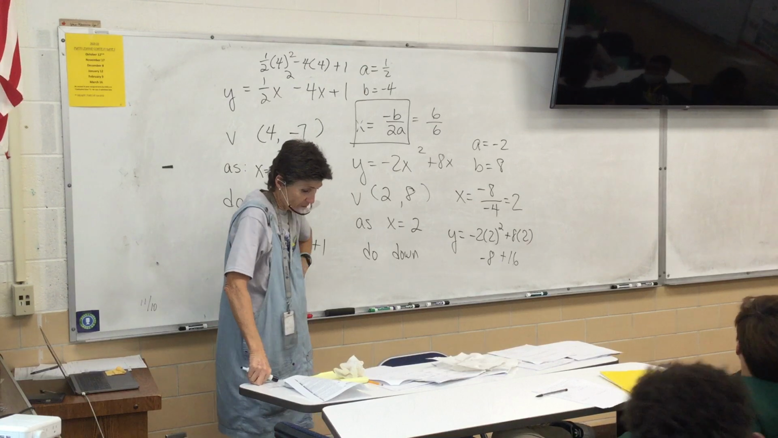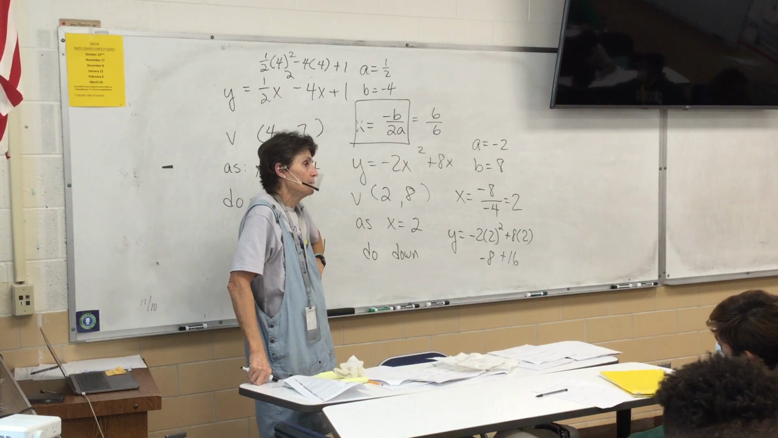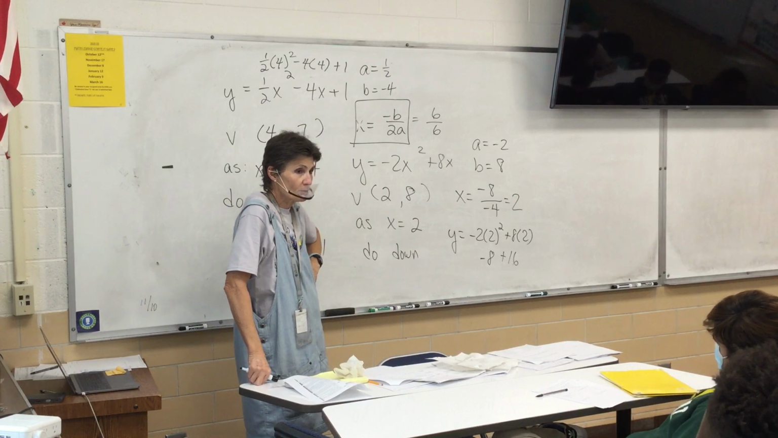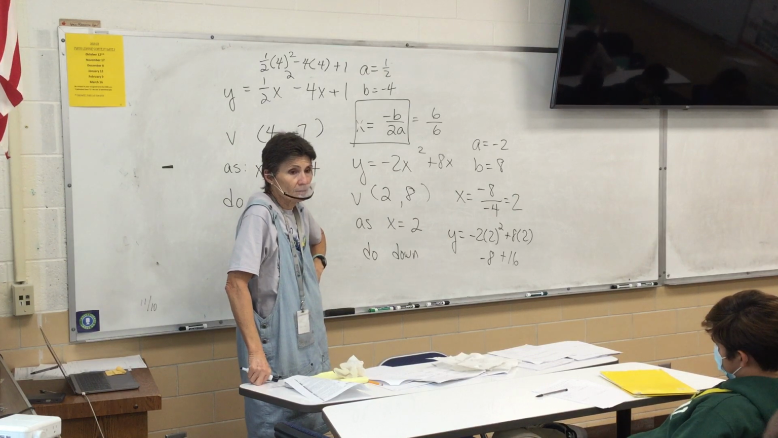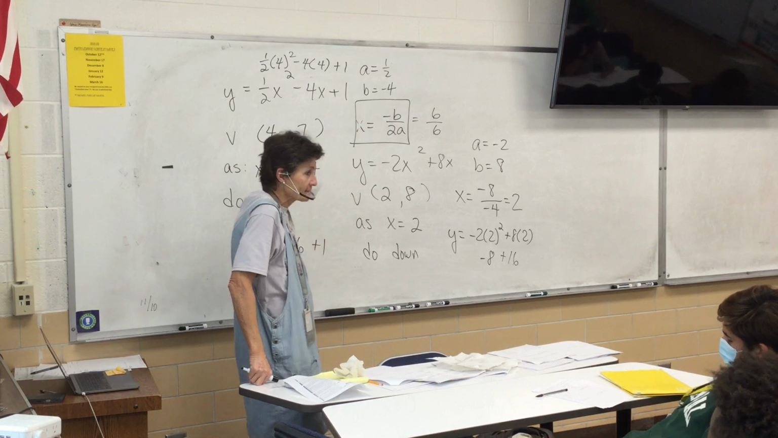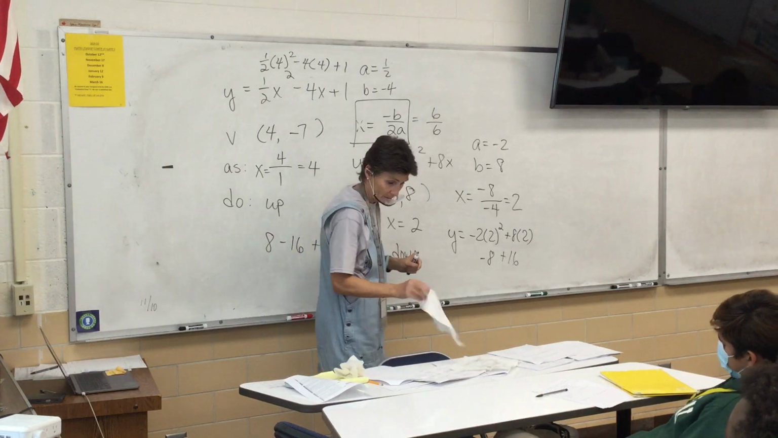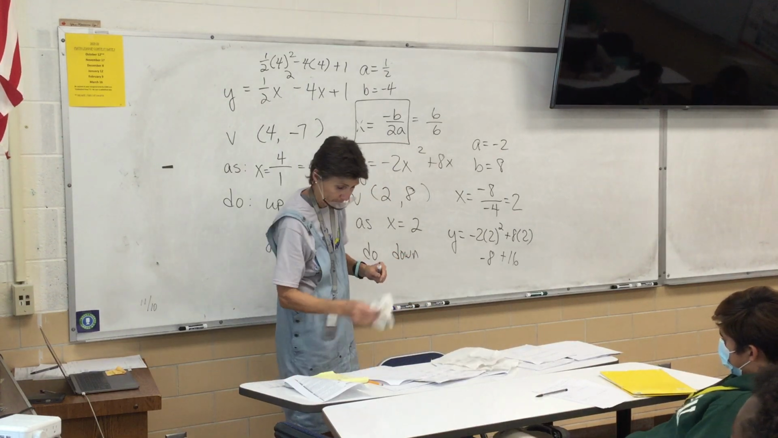All right, there are 3 more problems, D, E, and F. Would you try those? Help each other. Find the vertex, axis of symmetry, and direction of opening of D, E, and F. Go. Now.